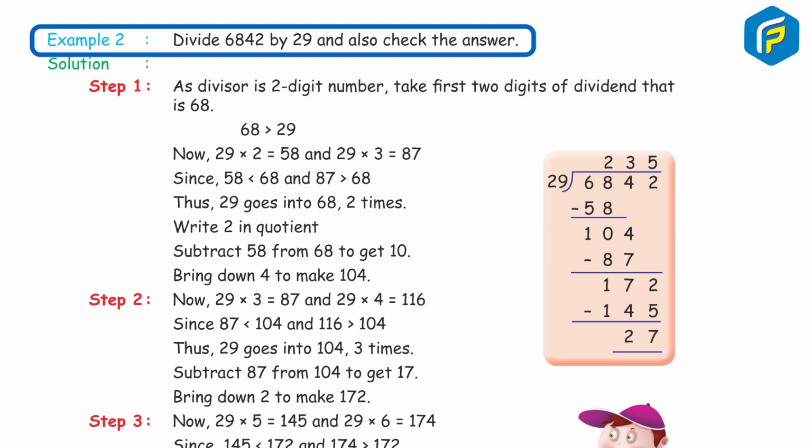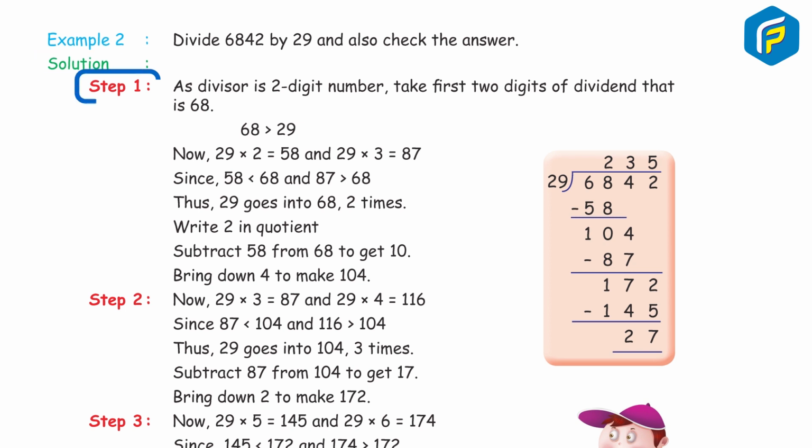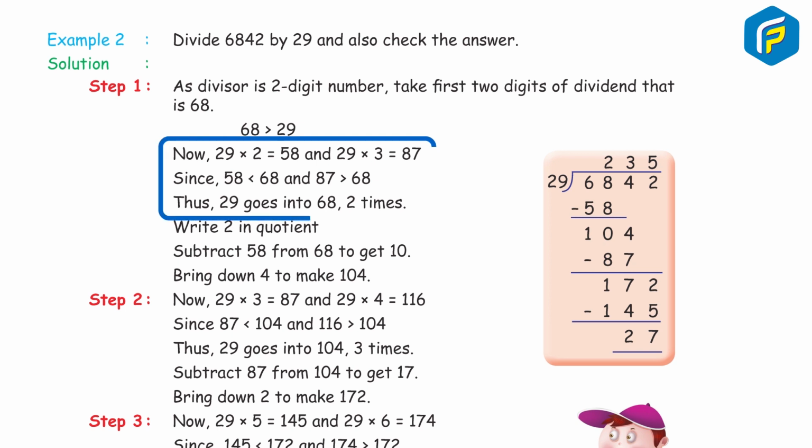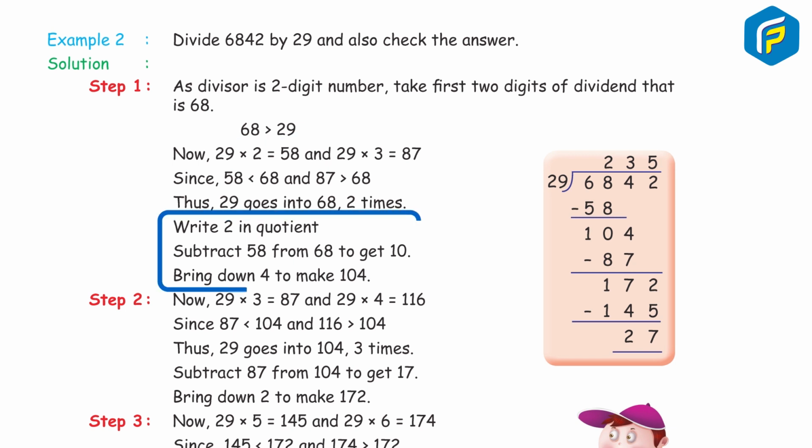Example 2. Divide 6842 by 29 and also check the answer. Solution. Step 1. As the divisor is a 2-digit number, take the first 2 digits of the dividend, that is 68. 68 is greater than 29. Now 29 times 2 is equal to 58 and 29 times 3 is equal to 87. Since 58 is less than 68 and 87 is greater than 68, thus 29 goes into 68 2 times. Write 2 in the quotient. Subtract 58 from 68 to get 10. Bring down 4 to make 104.